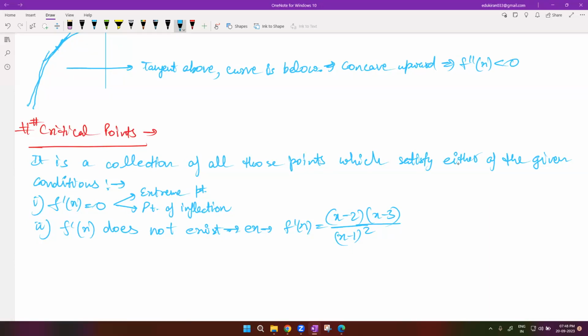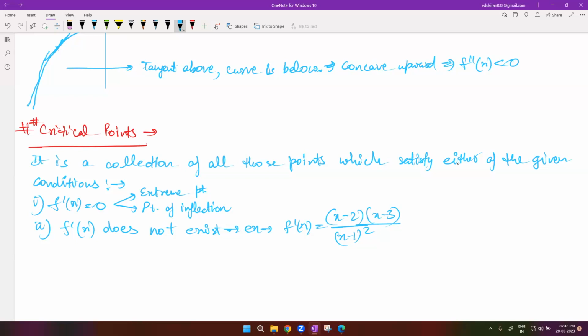Okay, this is also important. So critical point is a collection of all those points which satisfy these three conditions. The first condition is f dash x is equal to 0. If your f dash x is 0, it will be said a critical point. And if your f dash x is 0, it can be further classified into 2 kinds of points. Either it can be an extreme point or it can be a point of inflection. We have already understood extreme point. We have also understood point of inflection, but I will revise that. Give me a minute. And now the second condition is if your f dash x does not exist.